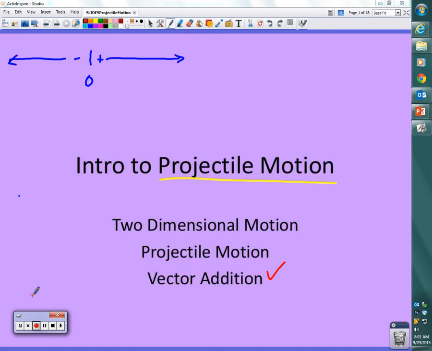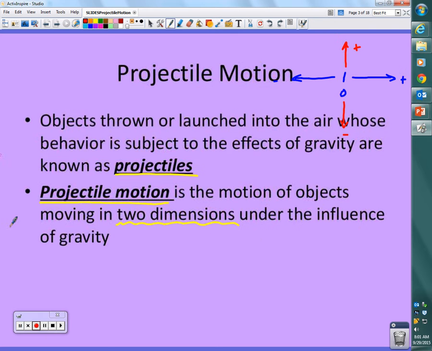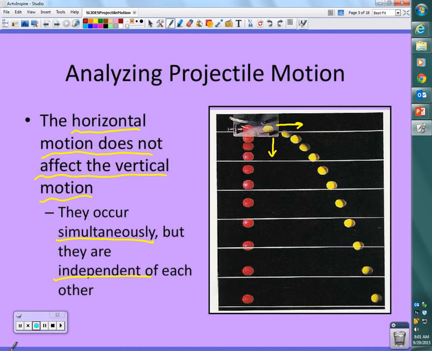All right, over the past couple days, we've been discussing this idea of projectile motion, and like we discussed on several occasions, projectile motion is the motion of objects moving in 2 dimensions under the influence of gravity. And we said that the big key is that the horizontal motion does not affect the vertical motion. They occur simultaneously, but they are independent of one another.